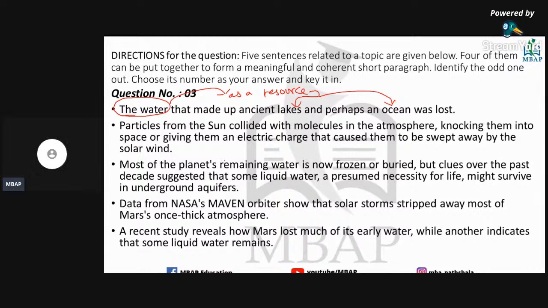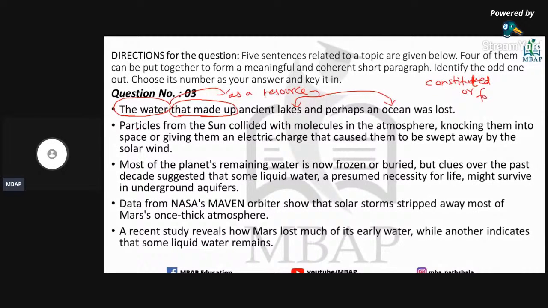What does it say? That the water that made up, or that constituted. When I say "made up," this is a phrase, guys. Remember, okay? So it means constituted.